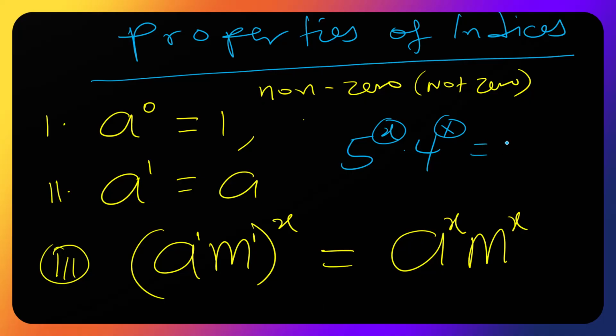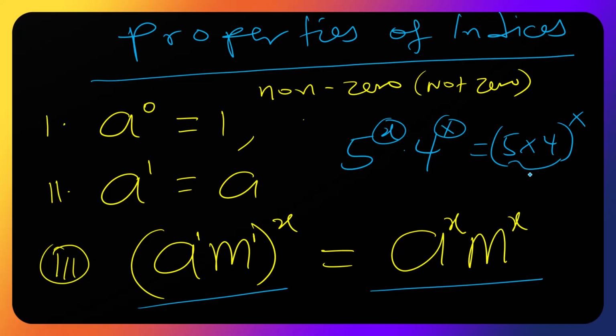So that will be 5 times 4 all to the power of x. So it's in line with this. Let's check this one out. We have a times m here all to the power of x, the same as a to the power of x, m to the power of x. So this one will be 5 times 4, that is 20 to the power of x.